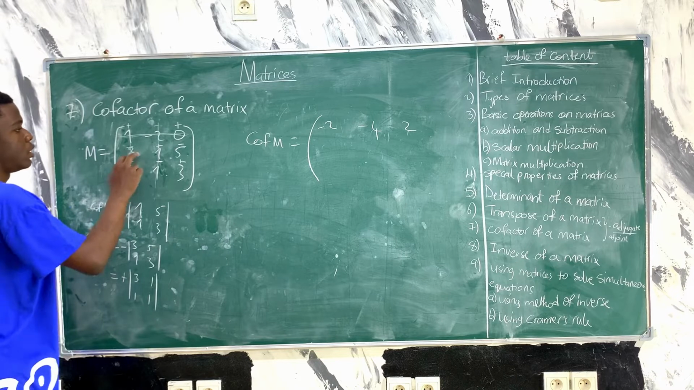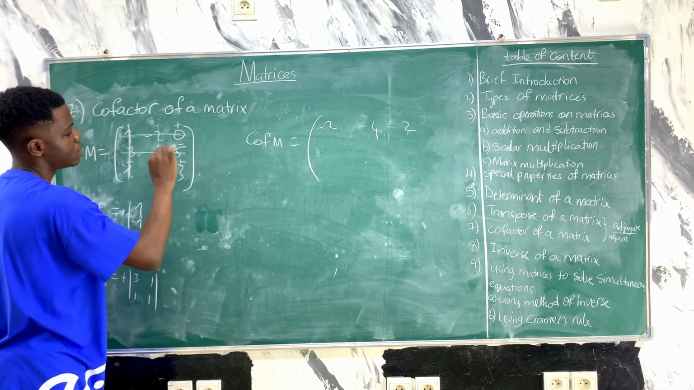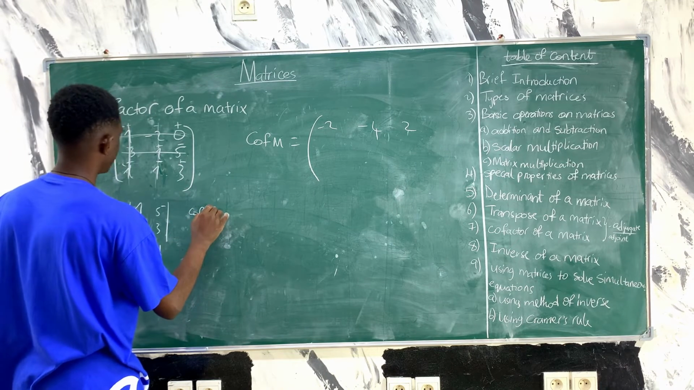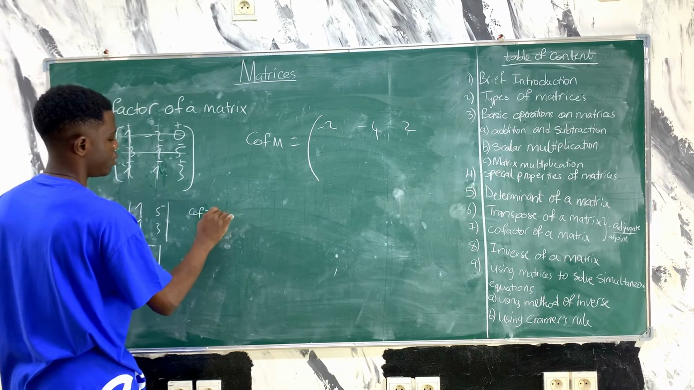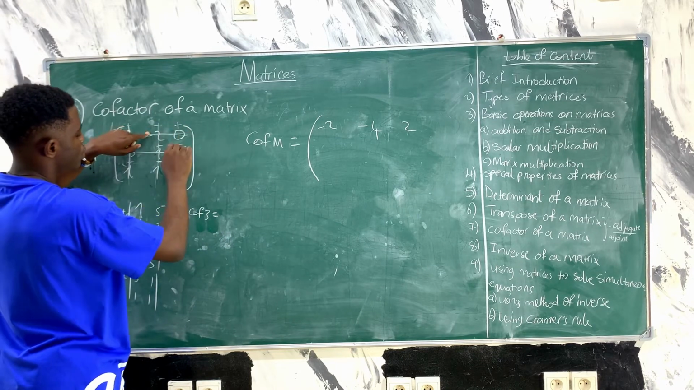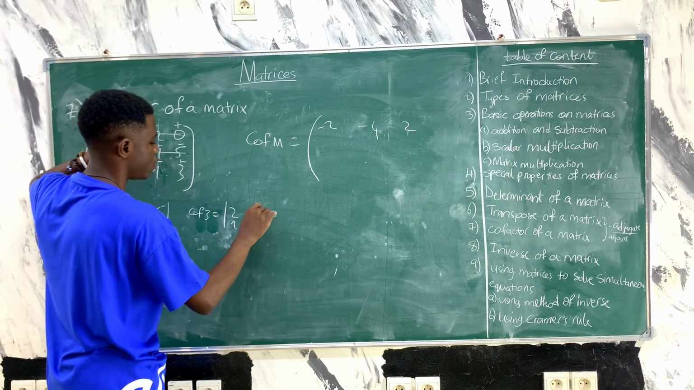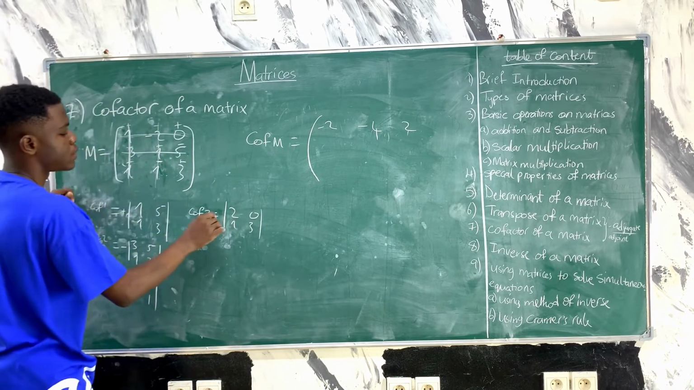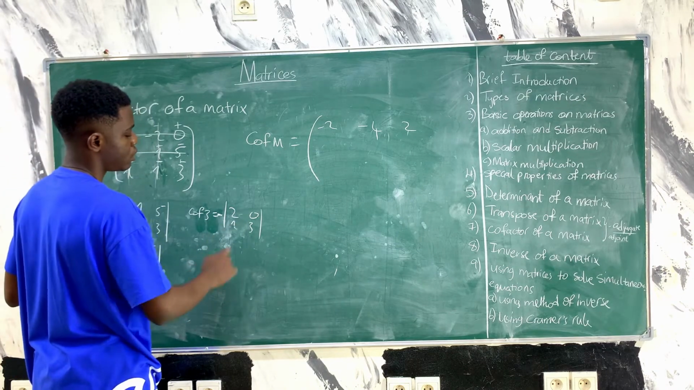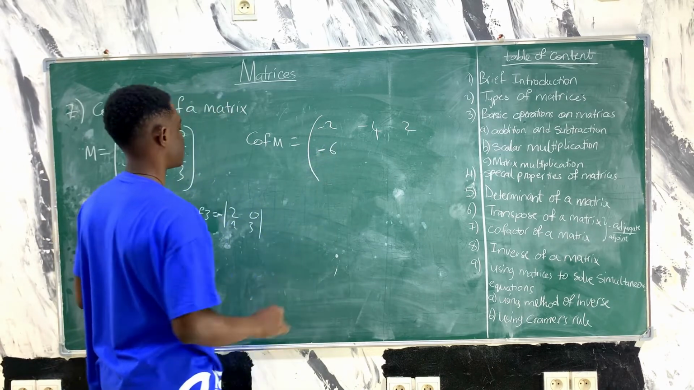Do same here. You cancel here, you cancel here. You'll be left with this, this, this, this. So cofactor of 3. Because when you cancel here and you cancel here, you'll be left with 2, 0, 1, 3. What is the sign here? The sign is minus. So 2 times 3 is 6. 6 minus 0 is 6. Since the sign is negative, you put your negative 6 here.